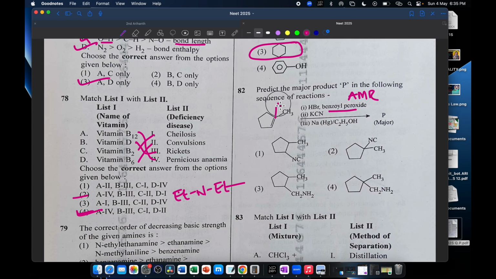So here you have 1 hydrogen, 1 2 3 4. Okay, so we'll take the carbocation. 1 2 3 4. No hydrogen here. So here is 1 hydrogen. So hydrogen goes here, bromine comes here, first reaction. Next, this will be converted to cyanide, right? So then it is treated with sodium amalgam and ethyl alcohol.